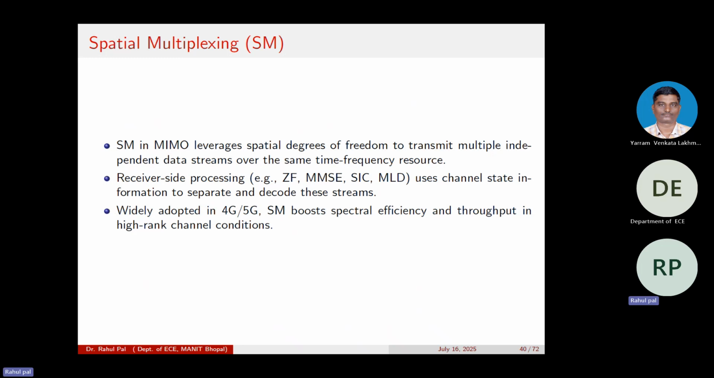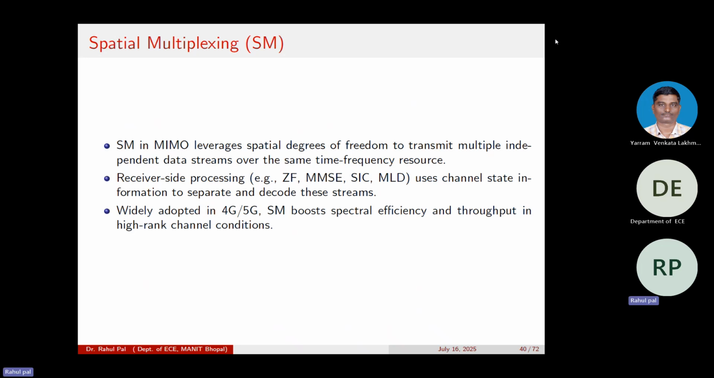Now coming to the last topic, which is spatial multiplexing. This is a very important topic. It is the last one. So I request you to pay attention here. So what is multiplexing? I told you that till now we have discussed the case when we are sending the same copy of the signal multiple times from the transmitter to the receiver.